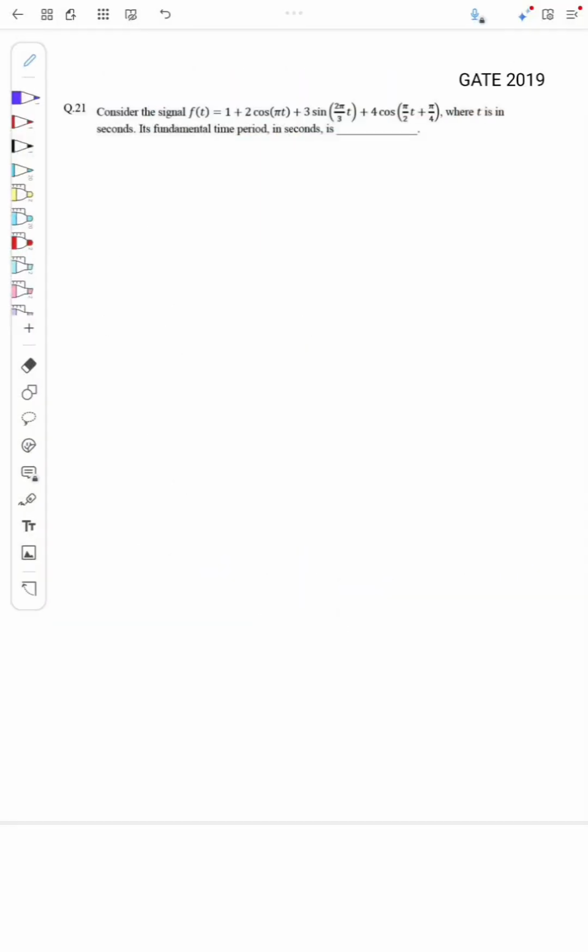Yeah, so this is a question from GATE 2019. The question is, consider the signal f(t) = 1 + 2 cos(πt) + 3 sin(2πt/3) + 4 cos(πt/2 + π/4), where t is in seconds. Its fundamental time period in seconds is.